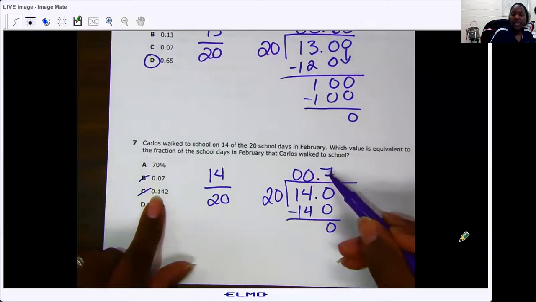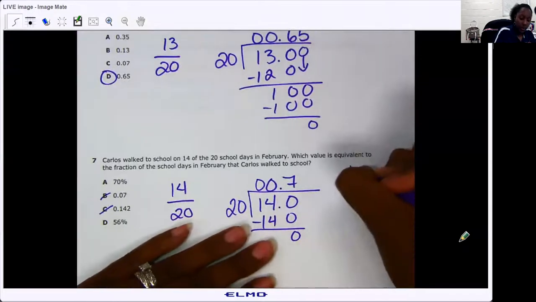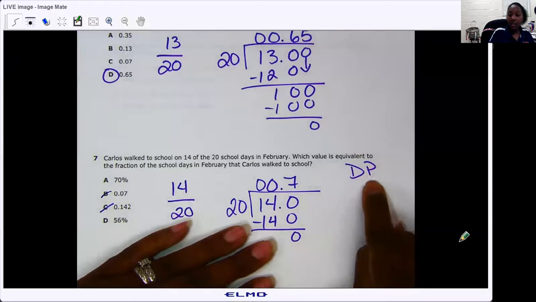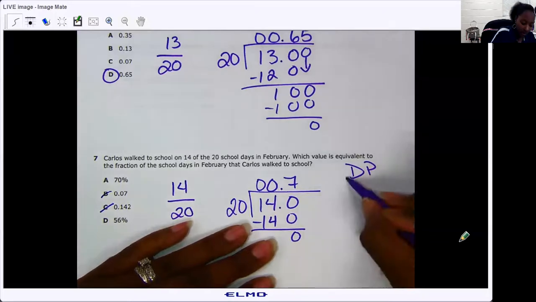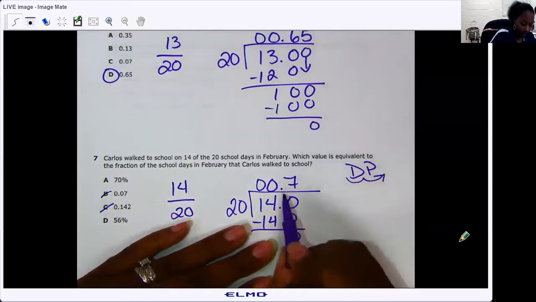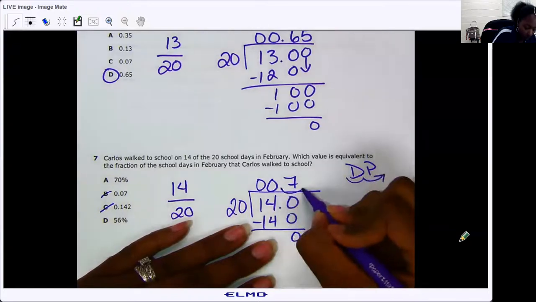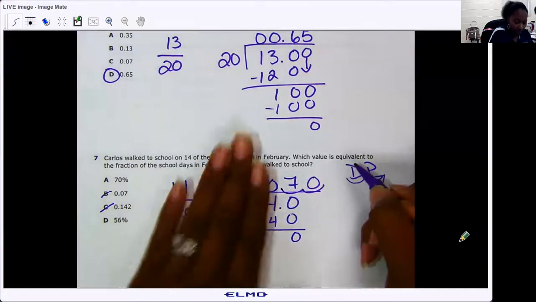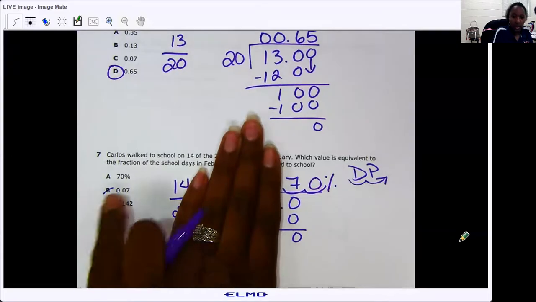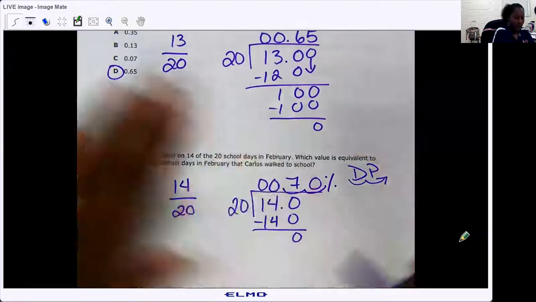How do I change a decimal to a percent? Remember our shortcut, Dr. Pepper. I have a decimal. I want to change it to a percent. So I move my decimal 2 to the right, and then I will have a percent. Here's my decimal. 1, 2, add a 0. My percent is 70. I have that as an answer choice right here. Letter A.